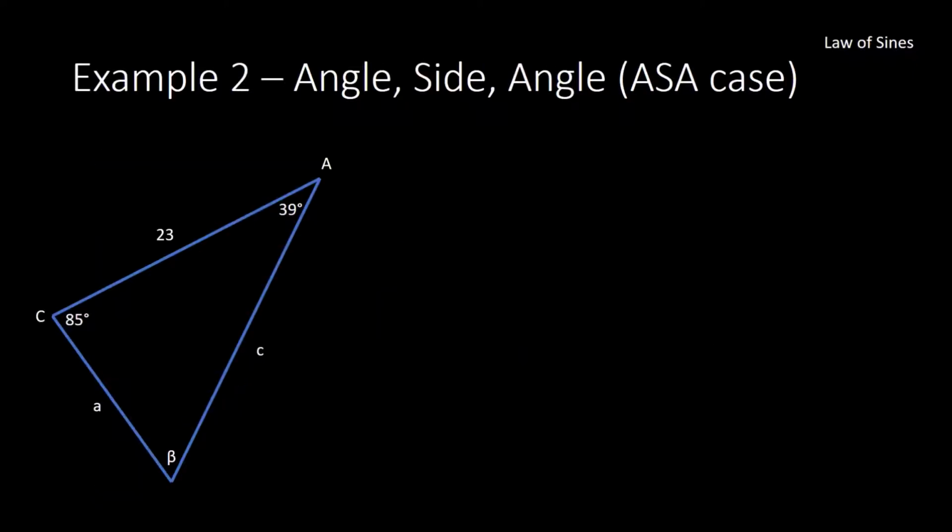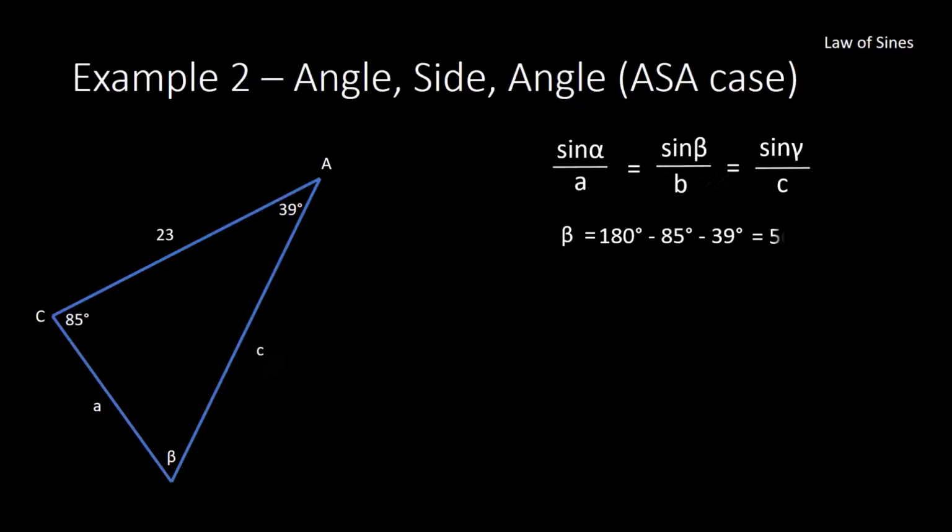In the angle-side-angle case, it is similar to the one before. We know two angles and one side. We should find beta first, so we can use the law of sines. It will be equal to 180 minus 85 minus 39, which is 56 degrees. Now we can find A.